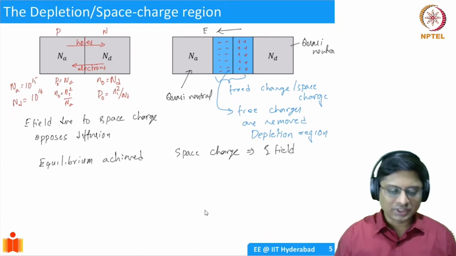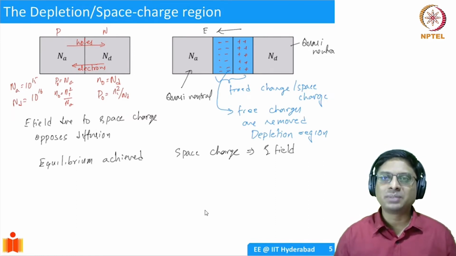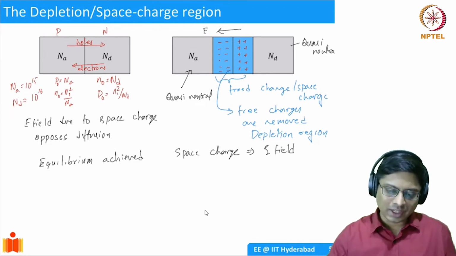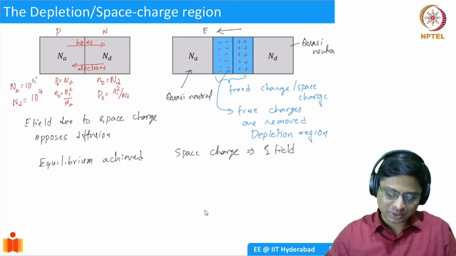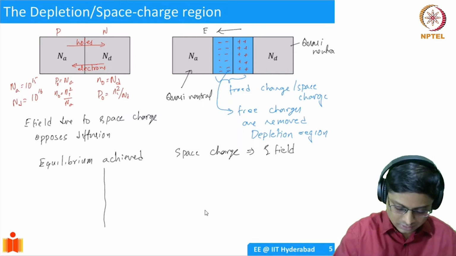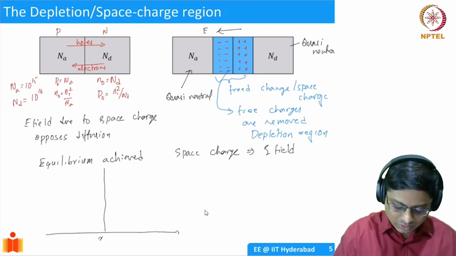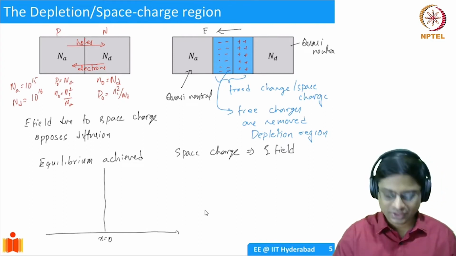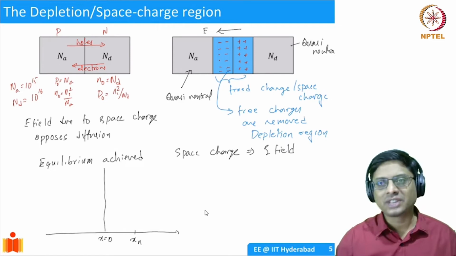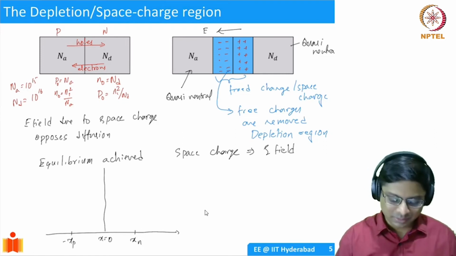All right. So basically, this has a lot of implications. The size of the depletion region is going to have a lot of implications on our device function. So I'll try to plot to get an idea of what is happening. Let's plot first the charge densities. I'll call x equal to 0 my metallurgical junction. I'll use xn as the edge of the depletion region on the n side, and minus xp as the edge of the depletion region on the p side.